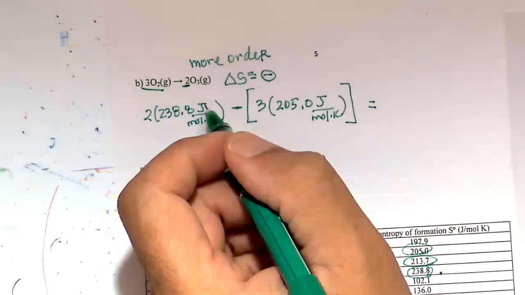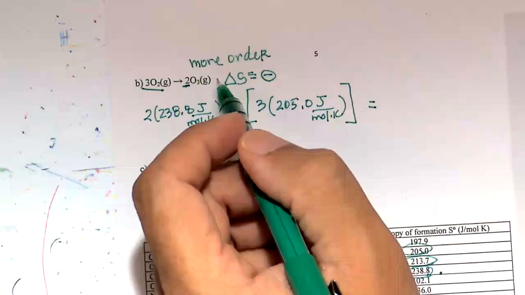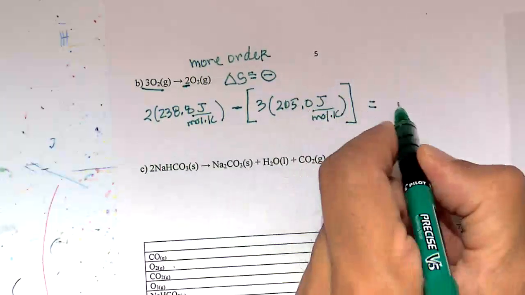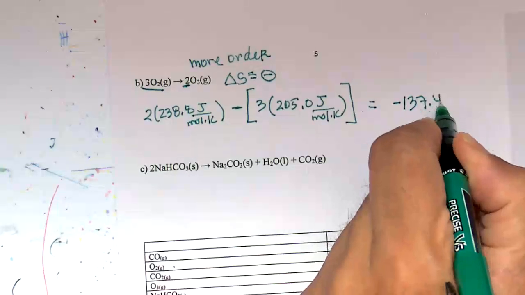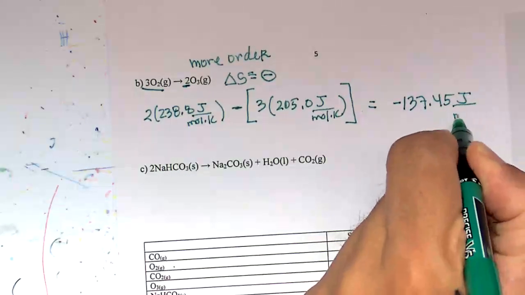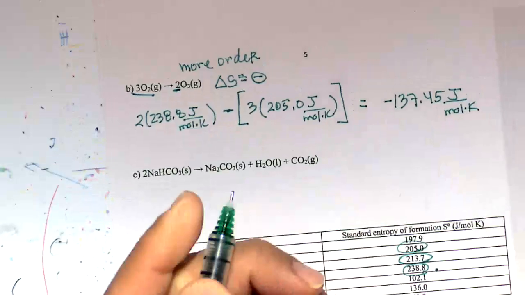So doing this on my calculator, I am getting negative. You guys predicted it to be negative, and I predicted it, and the number from my calculator is negative 137.45 joules per mole Kelvin.